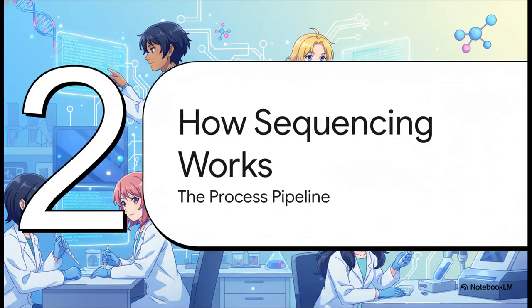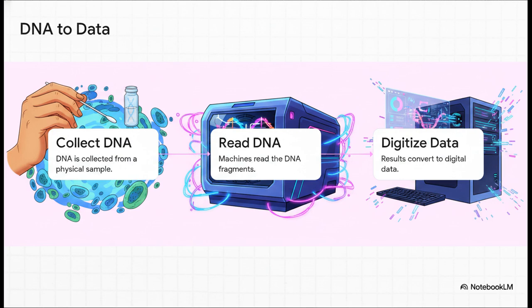Which brings us to section 2, how sequencing works, the process pipeline. Now, the physical pipeline for this is an absolute masterclass in modern automation. First things first, the DNA has to be collected from a physical sample. Then it gets loaded up into these high-throughput sequencing machines, using techniques like next-generation sequencing, which chemically read literally billions of fragments all at the exact same time. And finally, that physical organic chemistry is instantly converted into digital raw data.